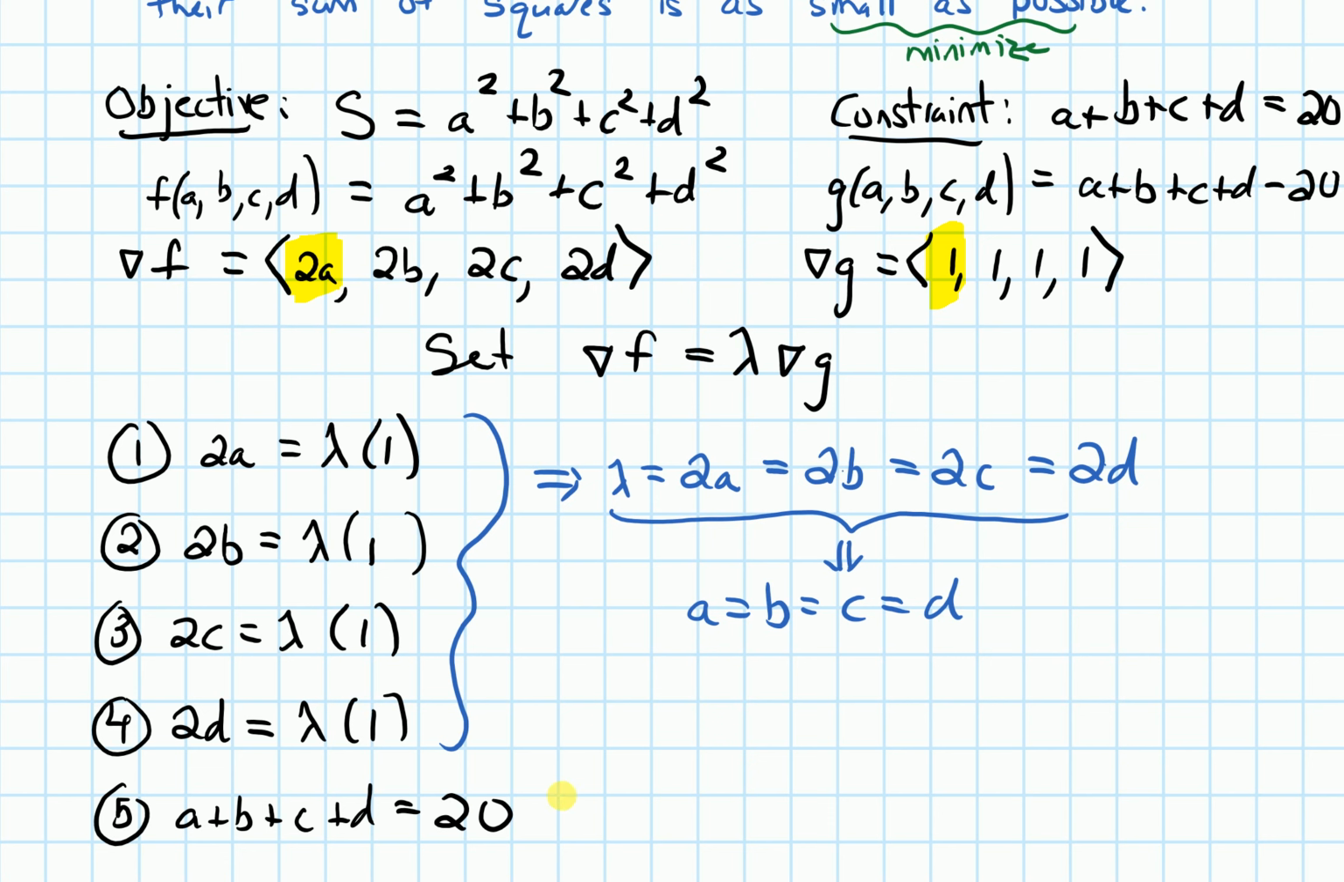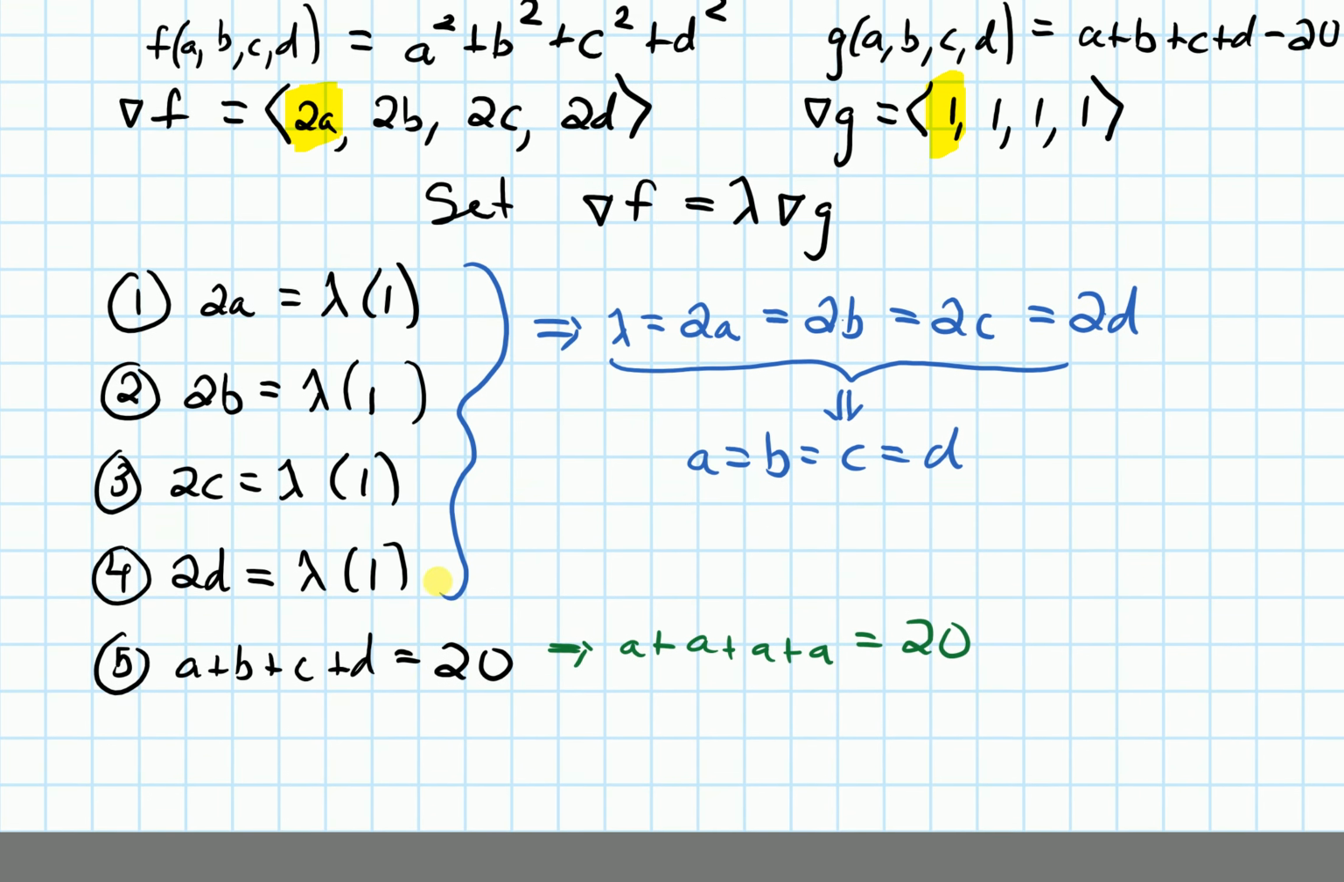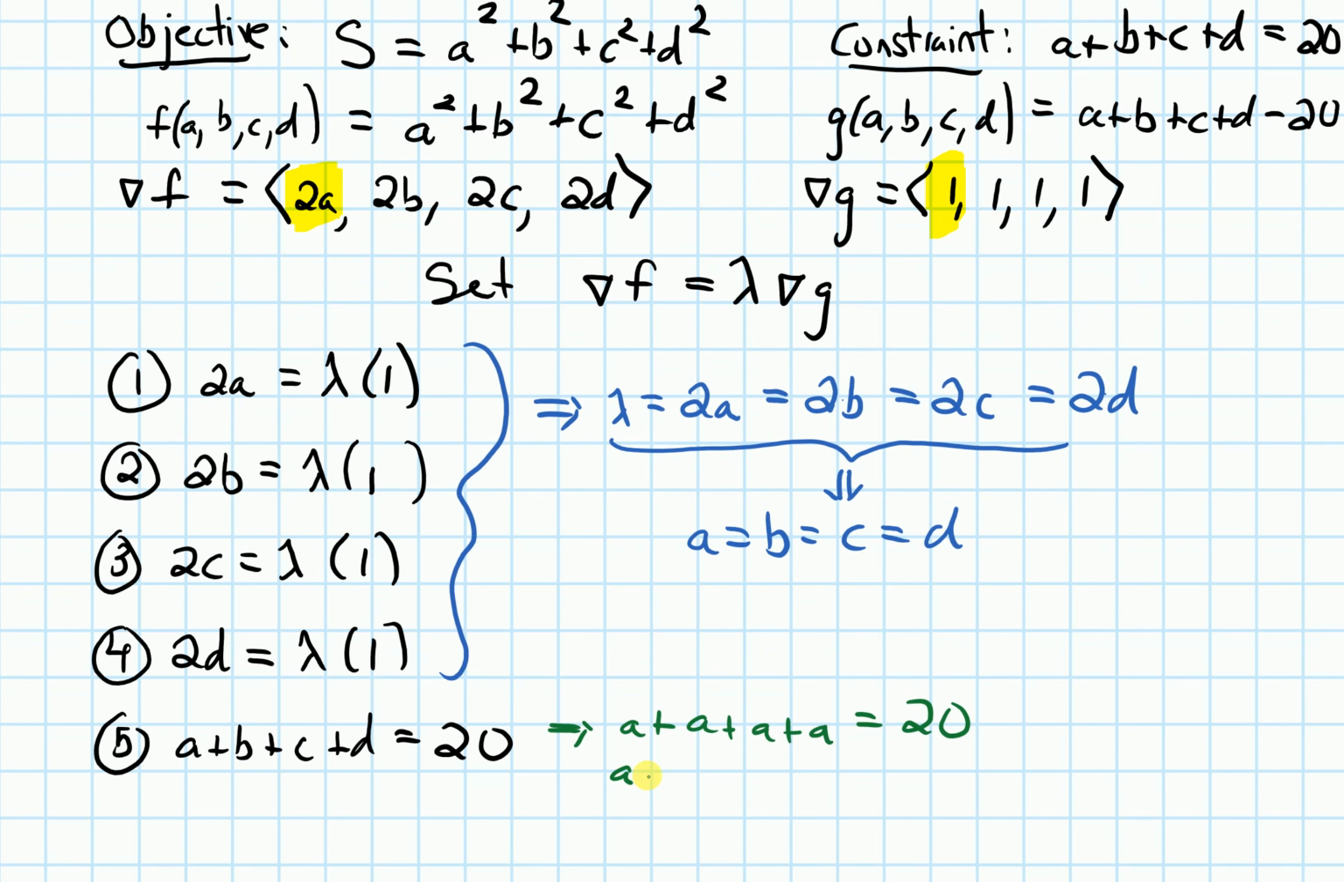So if we use that to substitute into this last equation, we'll end up getting a plus a plus a plus a equals 20. Okay, so that means that a is equal to 5. And because the other variables are all equal to a, this means that a equals 5 and b equals 5, and same thing with c, and same thing with d. All of them equal 5. So we just have this one solution to our Lagrange system of equations.